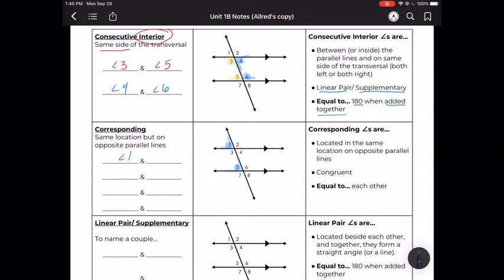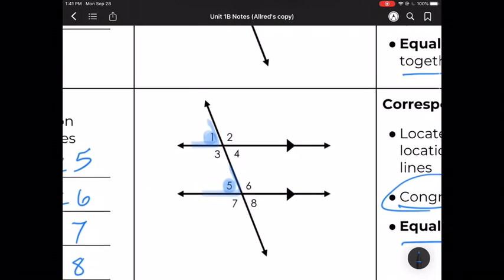So angle 1 and angle 5. Also, angle 2 and angle 6. Angle 3 and angle 7 would be a pair of corresponding angles. And angle 4 and angle 8 would be a pair of corresponding angles. Corresponding angles are always congruent. They are equal to each other in measurement. And you can kind of look at that, okay?